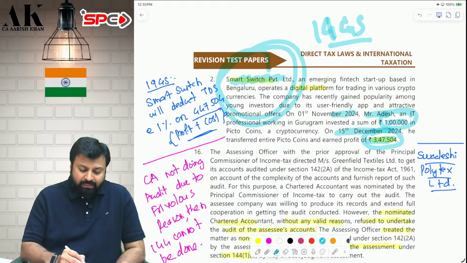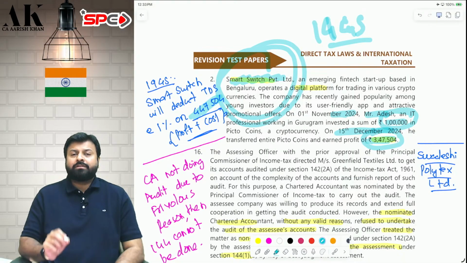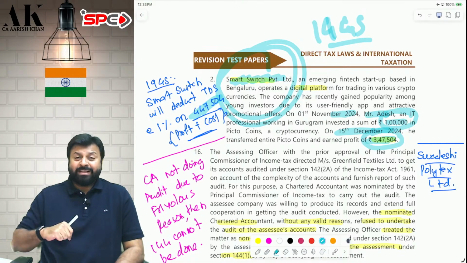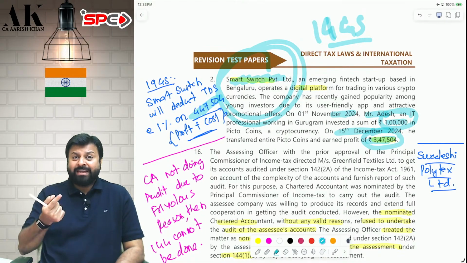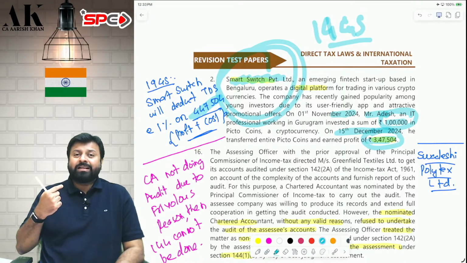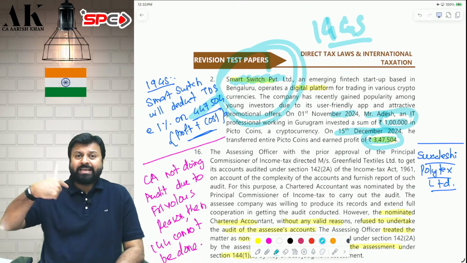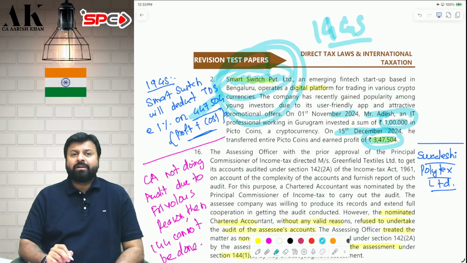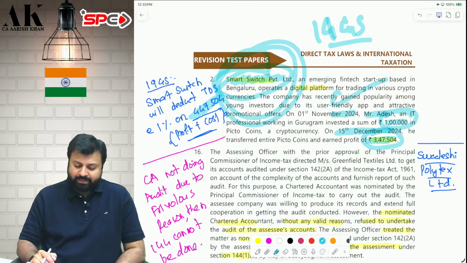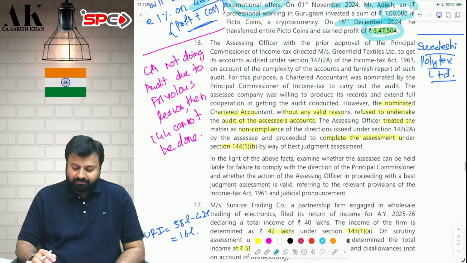What is the sale consideration? The sale consideration is 447, not 347. 347 is profit. And the buyer is buying from Adesh. Adesh is selling, right? The buyer is buying at 447, right? Adesh is selling at 447. Therefore, the cryptocurrency platform, in this case Smart Switch Private Limited, will deduct TDS at the rate of 1% on 447. I hope it is clear to all of you.